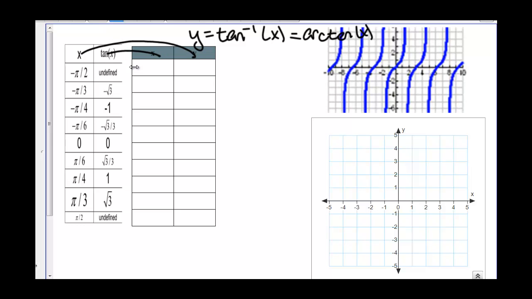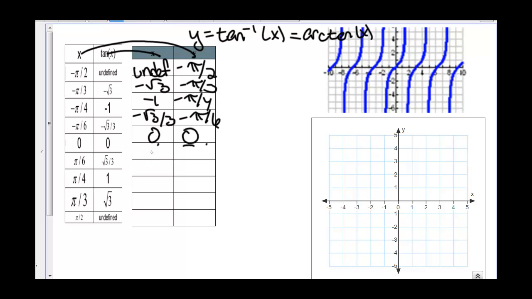So now we have some sort of undefined at negative pi over 2, negative square root of 3, negative pi over 3, negative 1, negative pi over 4, negative square root of 3 over 3, negative pi over 6, 0, 0, square root of 3 over 3, pi over 6, 1, pi over 4, square root of 3, pi over 3, and some sort of undefined at pi over 2.